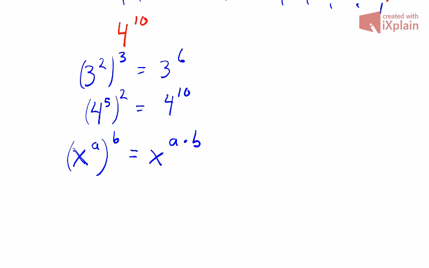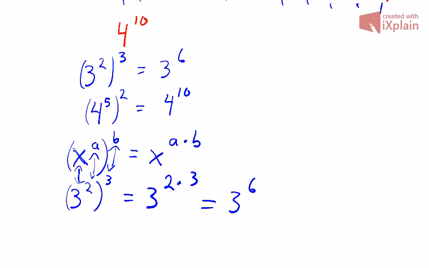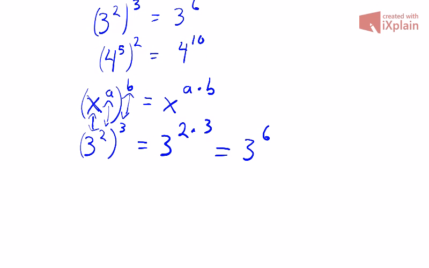So looking back up here, that means that 3 would be our x, 2 would be a, and b would be 3. So our x is 3, and a is 2, and b is 3. 2 times 3 is 6, so 3 to the power of 6, which is what we got. We can also do that with 4 to the 5th squared, which should be 4 to the power of 5 times 2, which is 4 to the 10th, which is also what we got, so that's a really good thing.